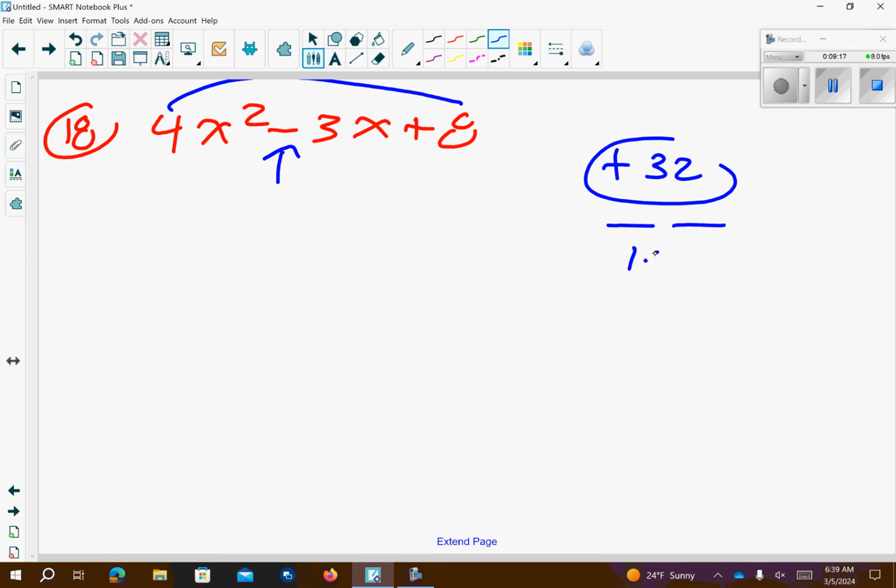Factors of 32. I don't know if this is going to work. 2 and 32, 2 and 16, 4 and 8. None of those are going to work. So it's not going to factor. So what do I write? Yeah, you write prime. Prime means it won't factor.